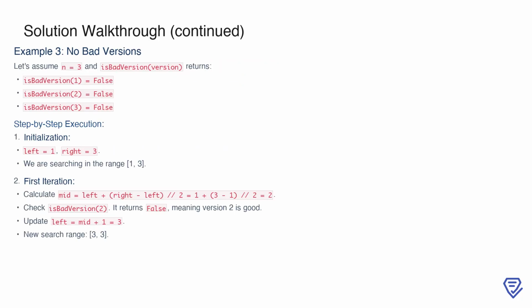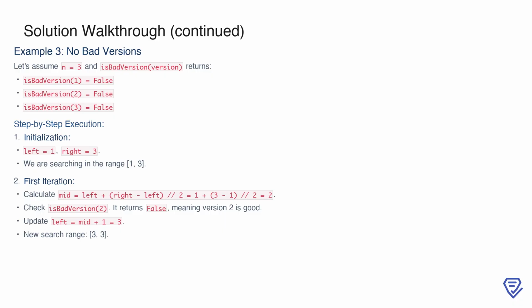This time, we examine a scenario where there are no bad versions at all. Here, n equals 3, and the isBadVersion function returns false for every version from 1 to 3. We initialize left equals 1 and right equals 3, covering the entire range. For the first iteration, we calculate mid equals 1 + (3 - 1) / 2 equals 2. Checking isBadVersion(2) returns false, so version 2 is good.